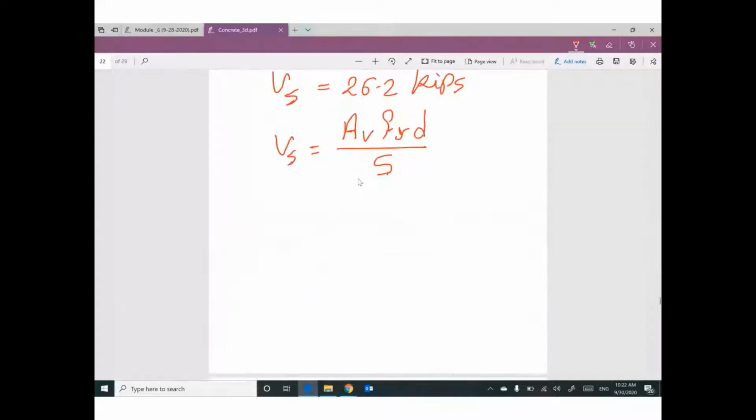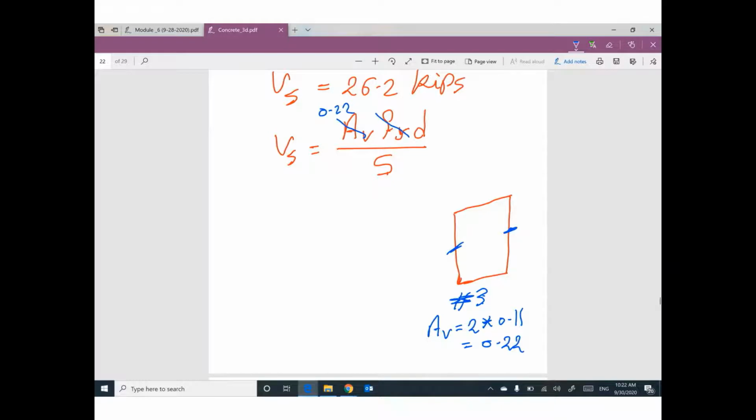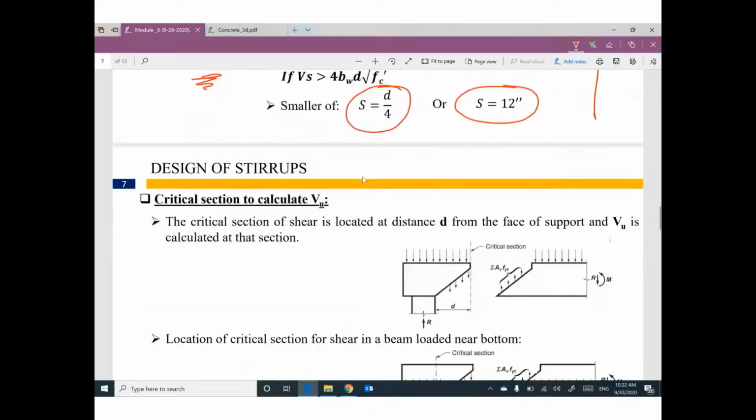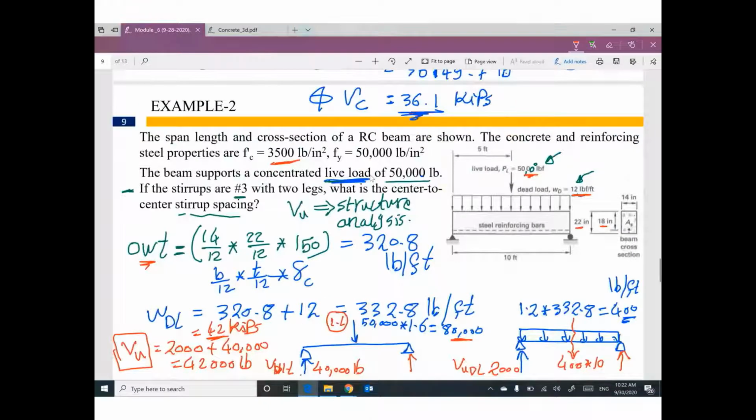So guys, your stirrups will look like a rectangle. How many legs do you have? 2 legs. And the size is number 3. That's right. So the area Av will be, how many legs? 2. What is the bar size? 0.11. So your area will be 0.22. So area Av is 0.22. Fy, what is the yielding strength for stirrups? 50,000.